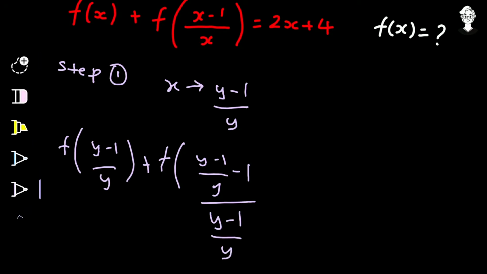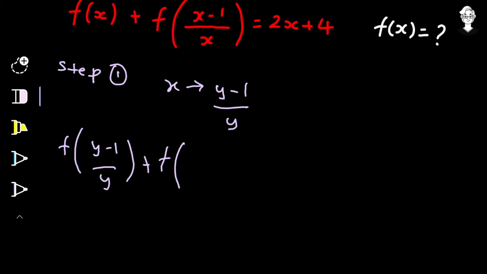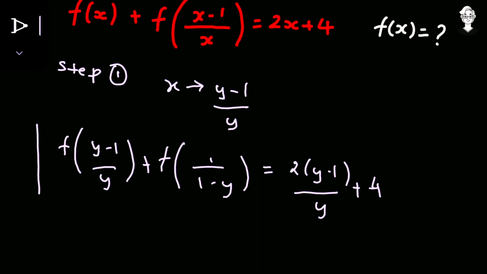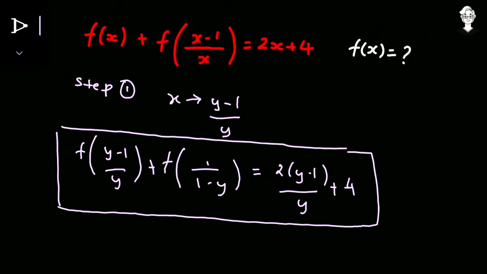We can simplify this very nicely, and when we simplify it, we get a single thing, that is going to be 1 upon 1 minus y. You can simplify it on your own also, there's nothing hard, and that is equal to 2 times x plus 4. Here also this x is present, so we replace it with this value. So it will be 2 times (y - 1)/y plus 4. So this is the first thing we have got, that f((y - 1)/y) + f(1/y) = 2(y - 1)/y + 4. We will name it equation 1.